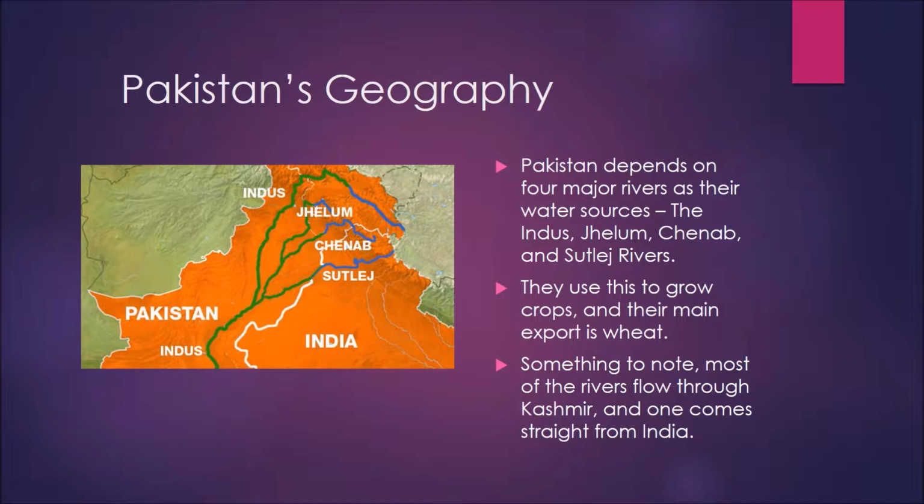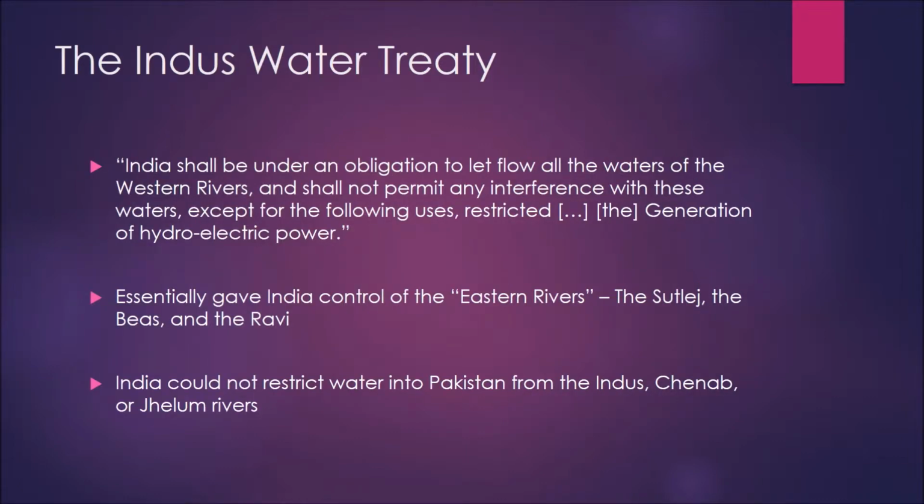And if you notice, the northern three rivers come directly through Kashmir, and the southernmost river, the Sutlej, comes from India. So Pakistan uses this water source, as many countries use their water sources. They also use it to grow crops such as wheat, which is their main export. So because all their water sources come from India and they go through Kashmir, which is kind of disputed over who owns that. India says they do and Pakistan says they do.